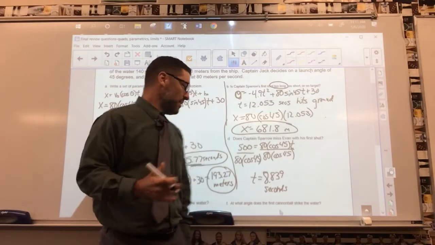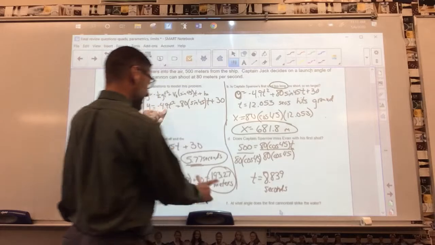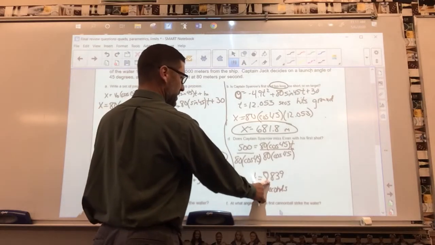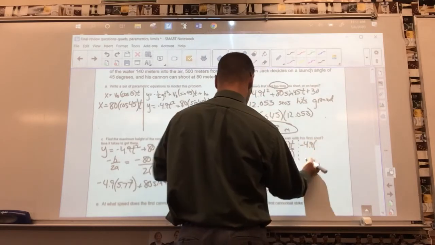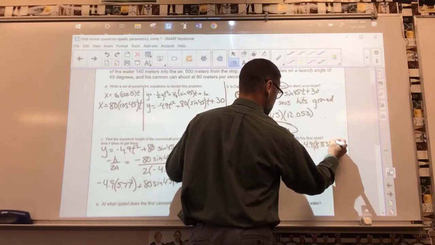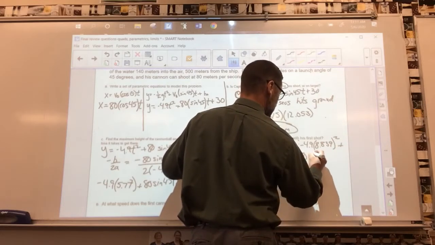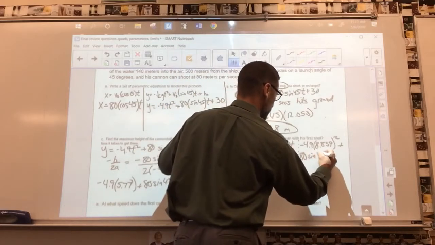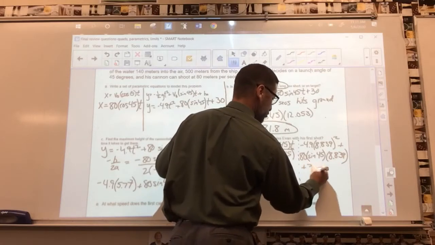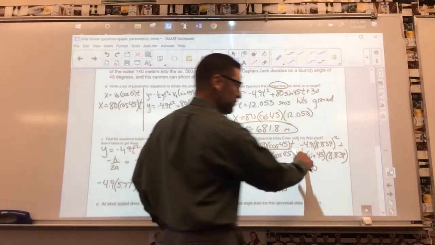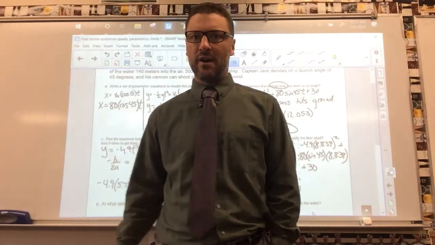How high up is that cannonball when it gets there? Well, I can do the exact same thing I just did here. I can take that time and plug it in. So that part of the equation would be negative 4.9 times 8.839 squared plus 80 times the sine of 45 times the 8.839 plus 30. Got a little scrunched over there, but this is one line. And it's a matter of plugging it in on your calculator. Hit pause. See if you can figure out if it missed Evan.